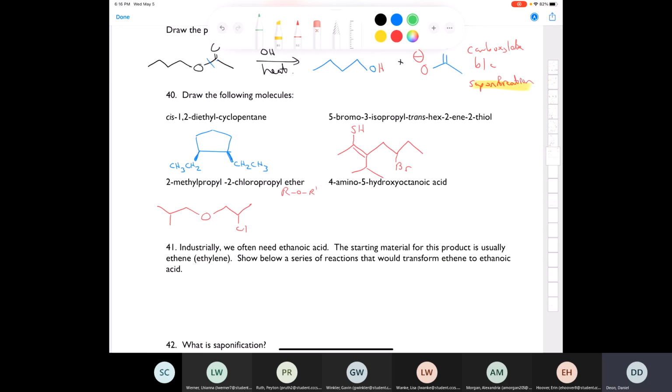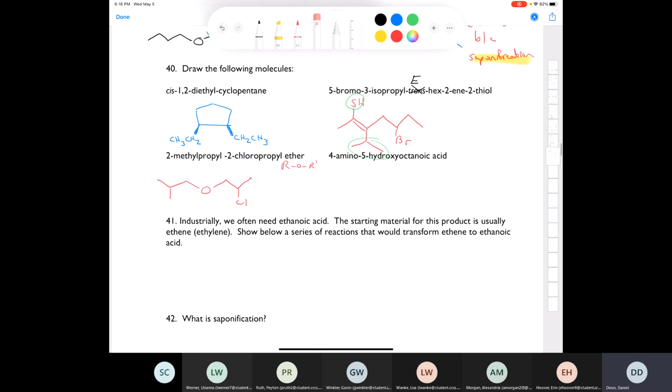And you can see that the highest priority group on this side is on the opposite side of this group here. So that is trans, right? Technically, that's not even a good name. That's actually a mistake. It should be E, right? Because when groups are trans, they're supposed to be identical. So you can scratch this one. It's not my finest question.